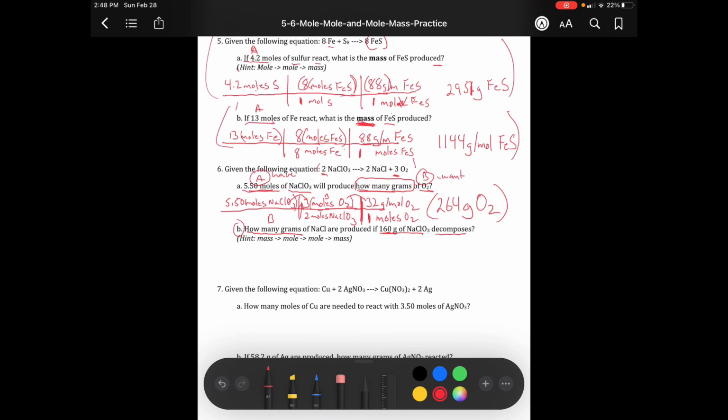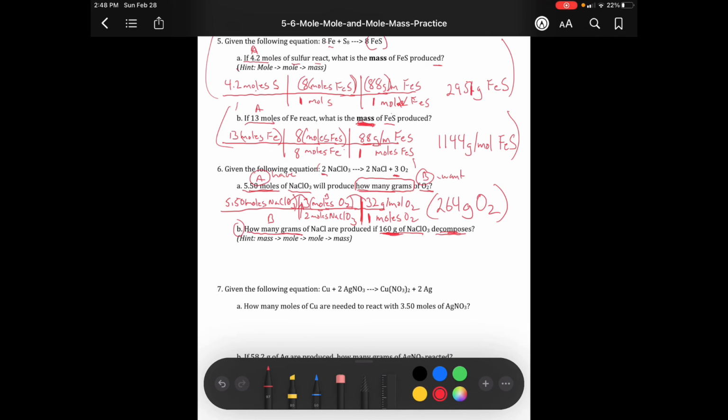"Decomposes" just means it reacts, it means it goes away. So don't worry about words like that. But this is a "how many grams are produced when grams are decomposed" problem. So this is going to be a fairly long one, so let's go ahead and get this done.